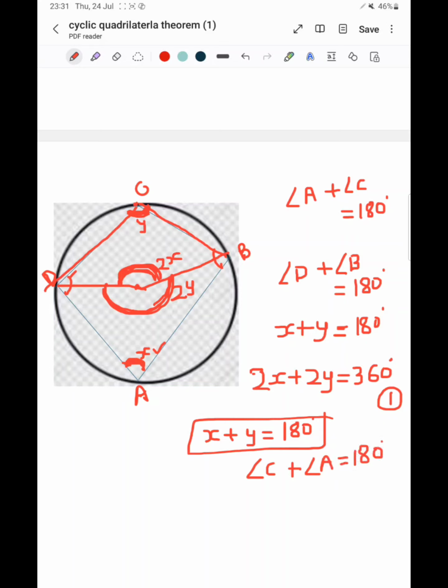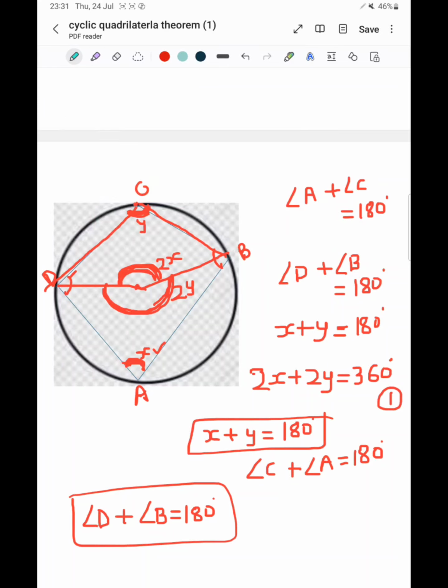But in order to prove the theorem completely, we need to show another pair of angles, angle D and angle B, that is also 180 degrees. We have to prove it as well. Now how will we prove it? It's a very simple part. Here you can either use the same theorem, or you can do it without using it.